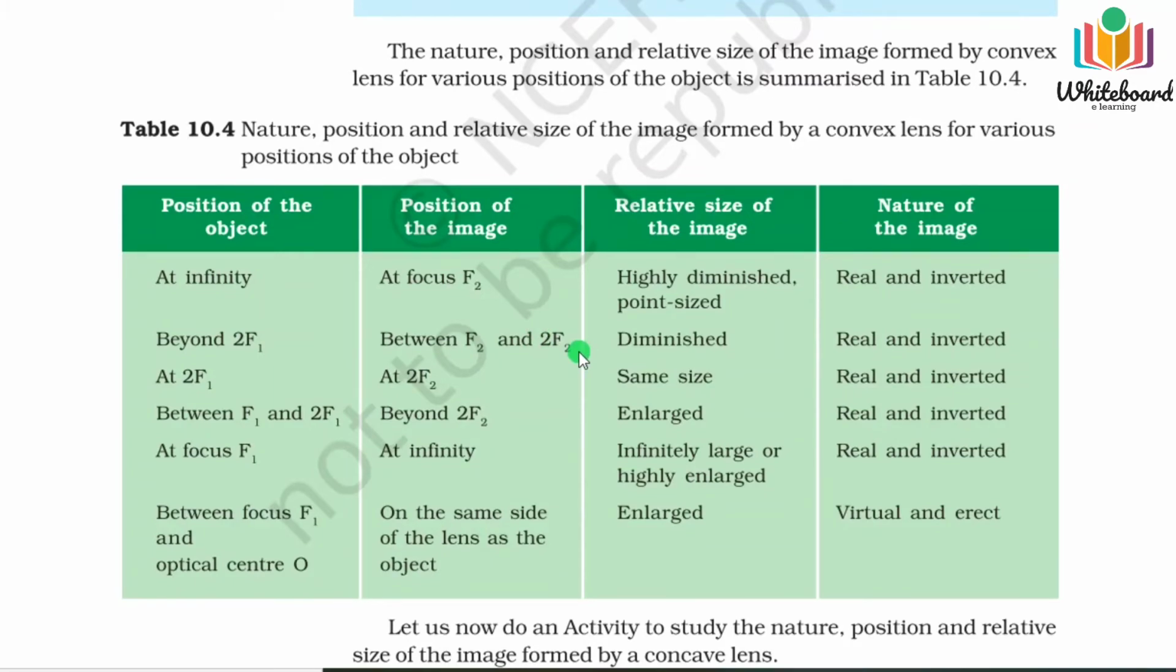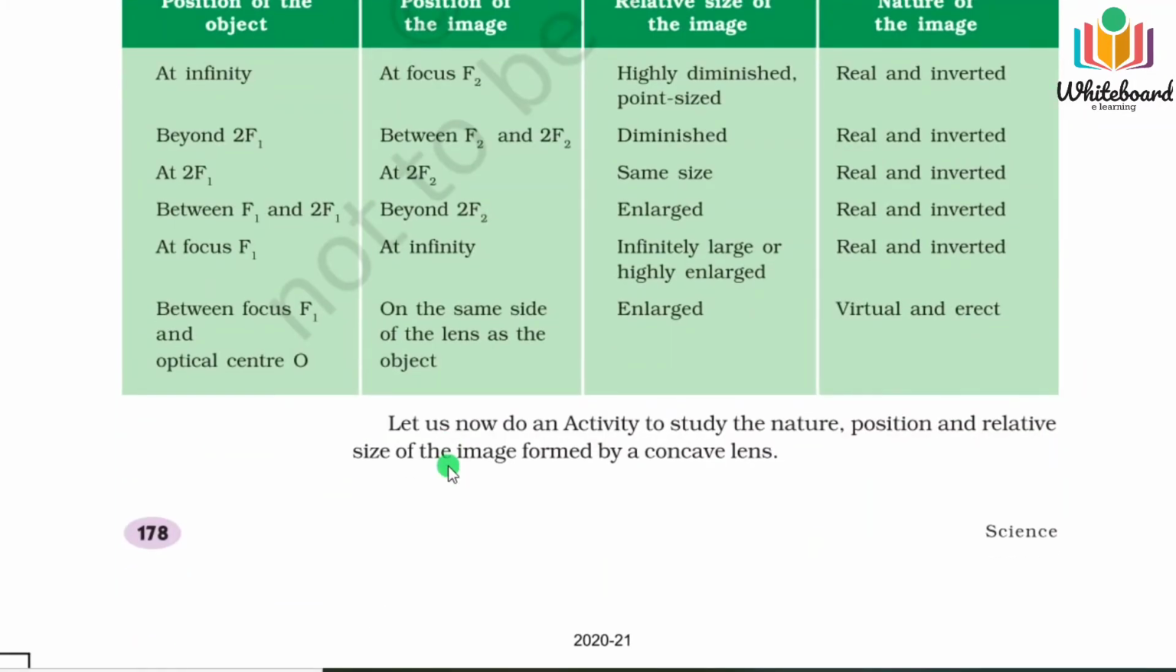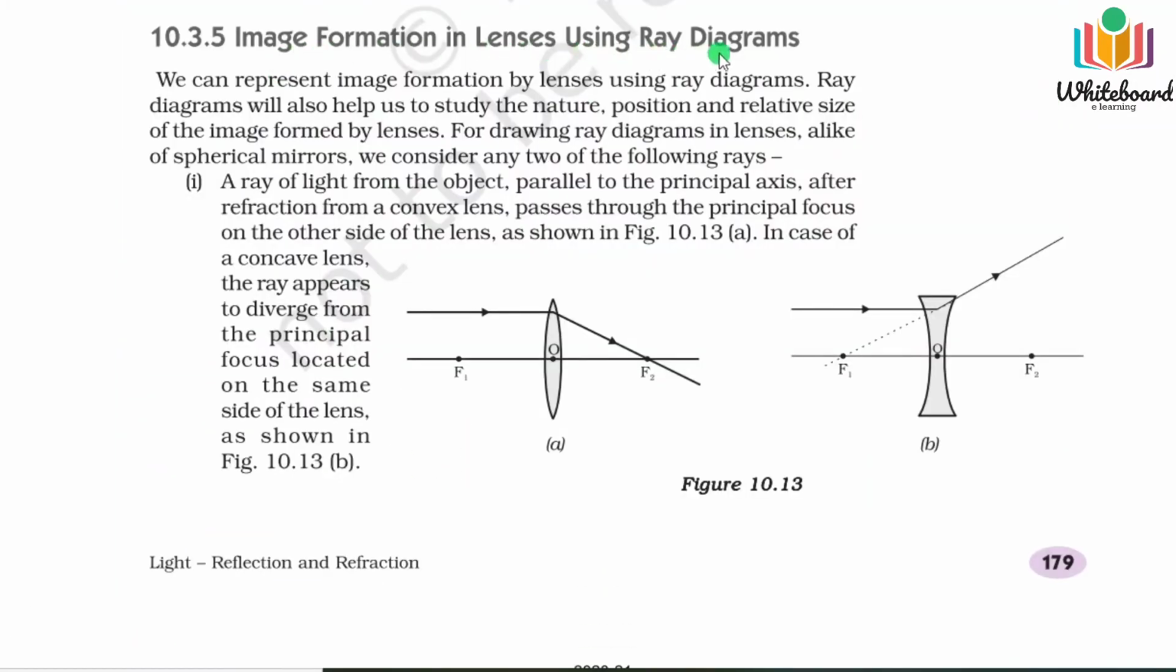You can see in the case of the concave mirror we wrote C, that is the center of curvature. Here the center of curvature has been replaced with 2f2. Only this change has occurred here. All other things are exactly similar, so we will not read all of these. Image formation by lenses using ray diagram.